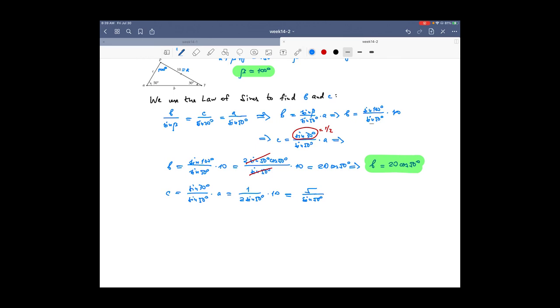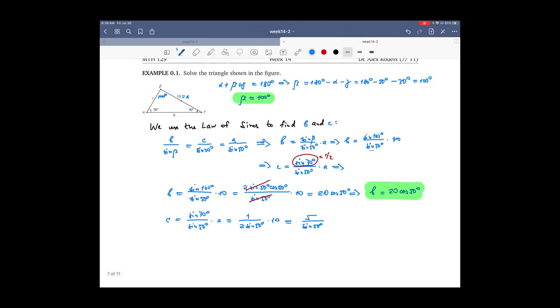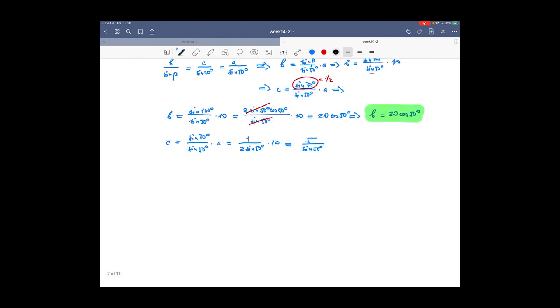It's interesting to verify our findings using the law of cosines. So let's verify our computations using the law of cosines.